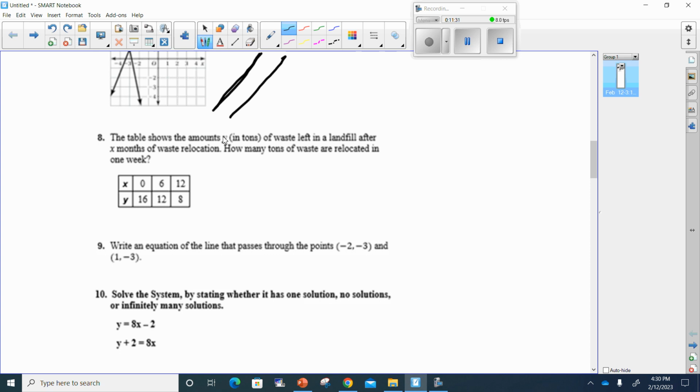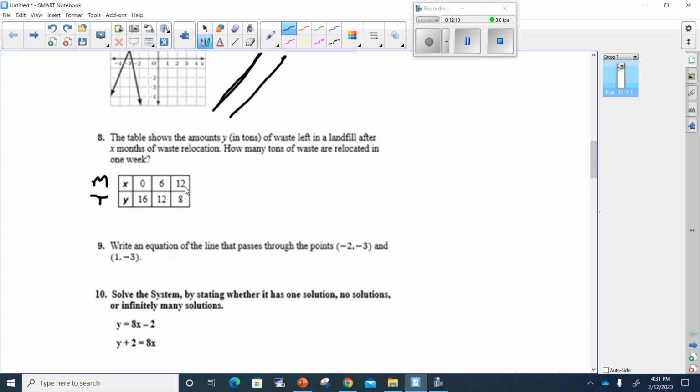The table shows the amount y in tons of waste left in a landfill after x months. So this is the months, this is the tons. How many tons of waste are relocated in 1 week? Well, we're talking about months over here, right? So this is 6 months and 12 months. But now they're saying how many tons of waste are relocated in 1 week. We know there's approximately 4 weeks in a month.